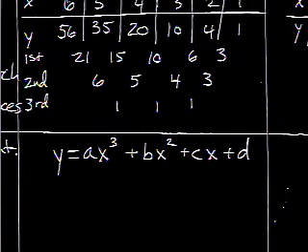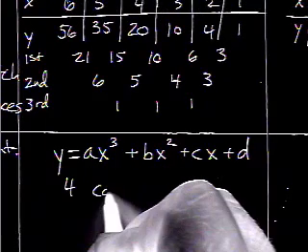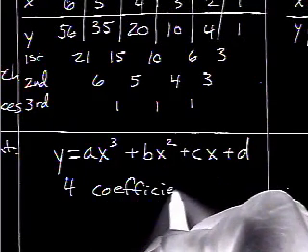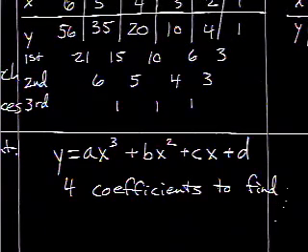Now, you'll notice that I used A, B, C, and D for my coefficients because I'm going to need to find out what those coefficients are. It may end up that some of those coefficients are zeros, or maybe none of them are zeros. But we need to find out what they are. So how many coefficients do I need to find? Looks like 4. A third-degree polynomial has 4 coefficients to find. It's always 1 more than the degree because of that constant term at the end.